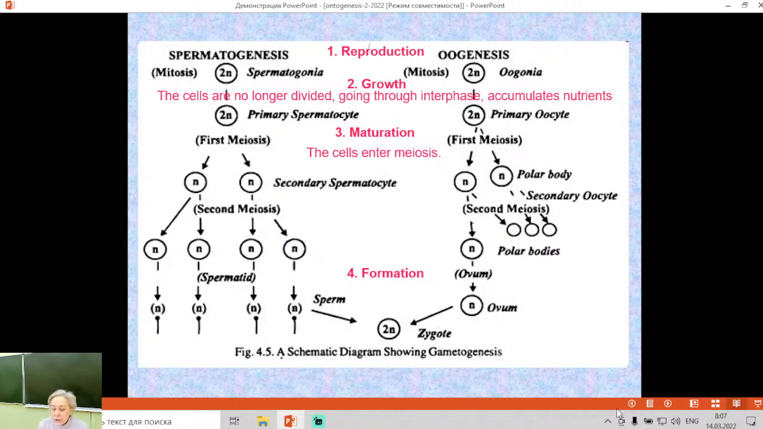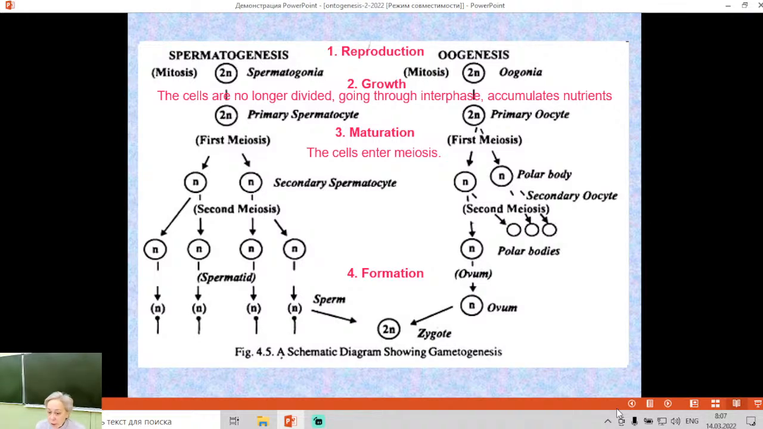On this slide you see the process of spermatogenesis. Consider firstly gametogenesis, consider firstly spermatogenesis. So you see spermatogenesis and oogenesis on the slide. Let's begin with spermatogenesis. The first stage, reproduction. You must know what occurs on each stage, what the name of the cell is on each stage, and how many sets of chromosomes are in the cell on each stage.